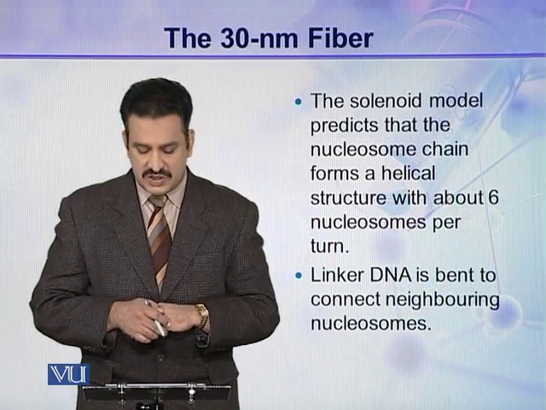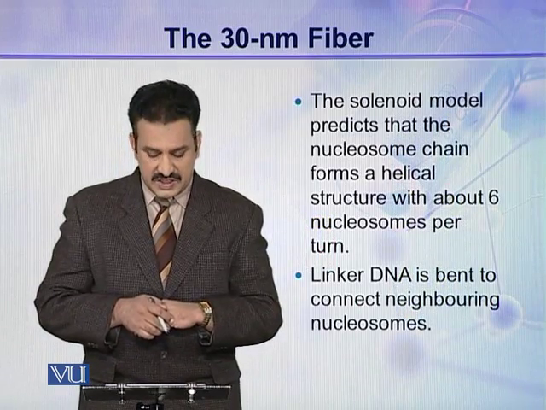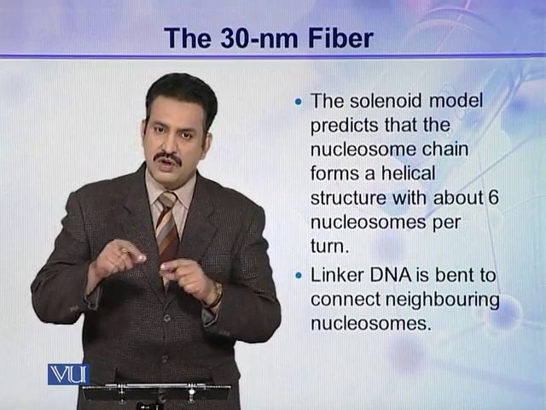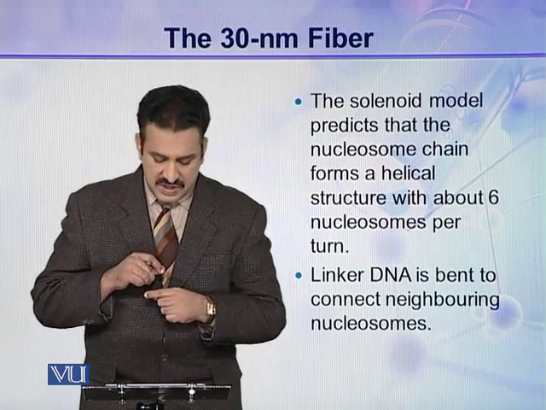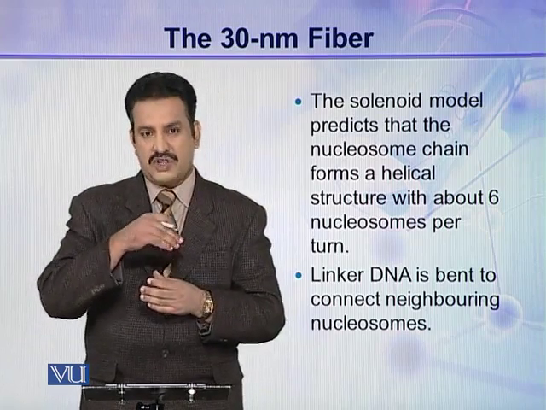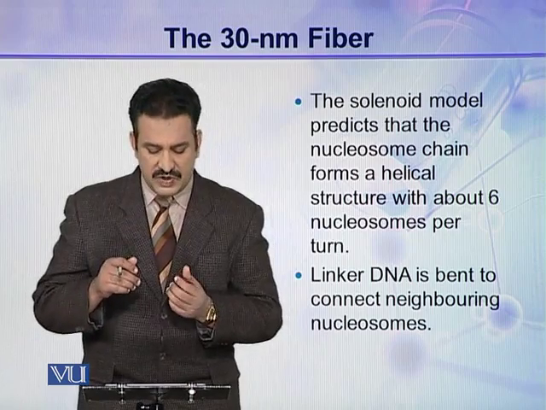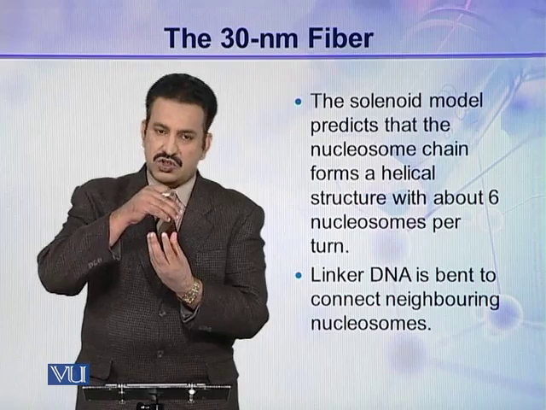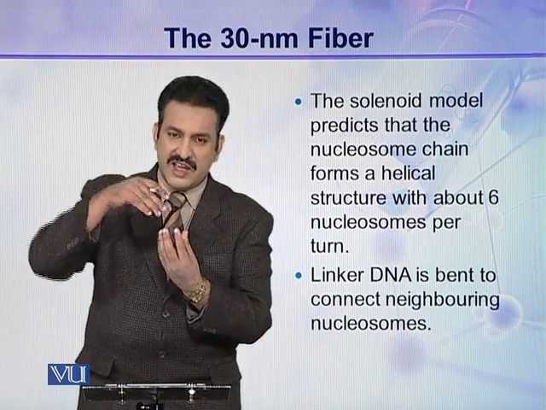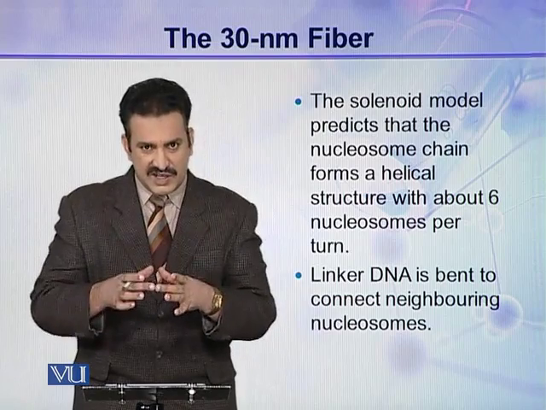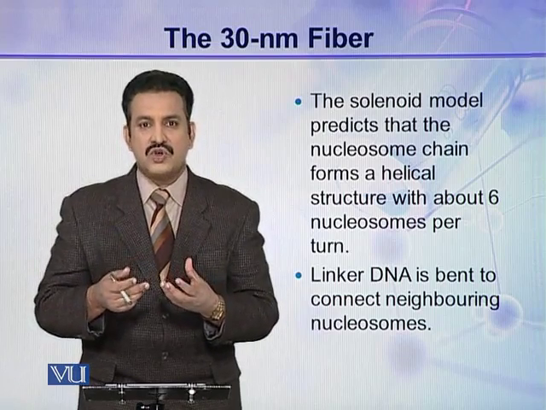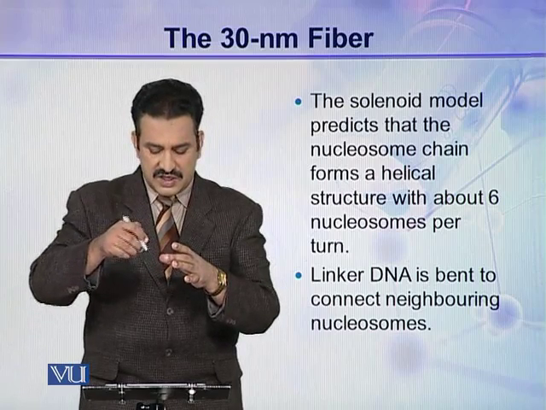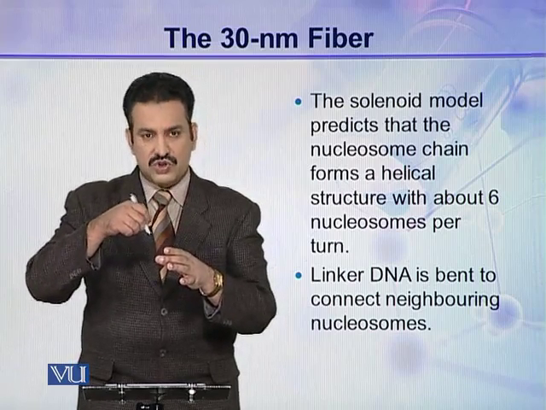The other model, which is the solenoid model, predicts that the nucleosome chain, that 10 nanometer fiber, forms a helical structure with about 6 nucleosomes per turn. This forms the helical structure. The helix is a cylindrical helix, which is called a solenoid. So in this cylindrical helix, one turn contains about 6 nucleosomes.